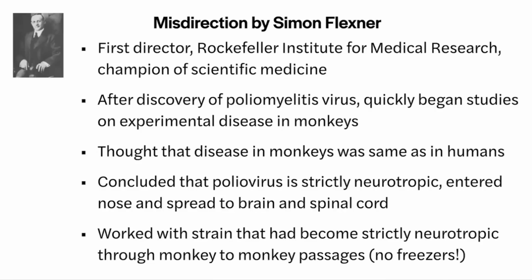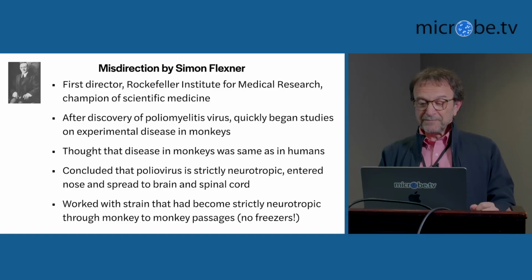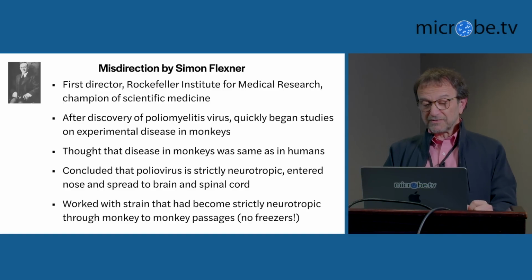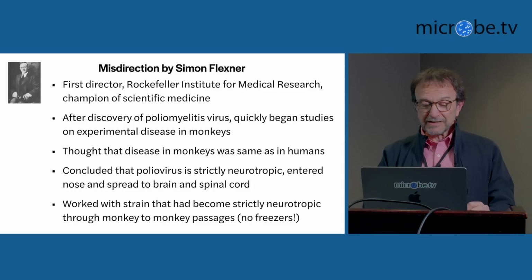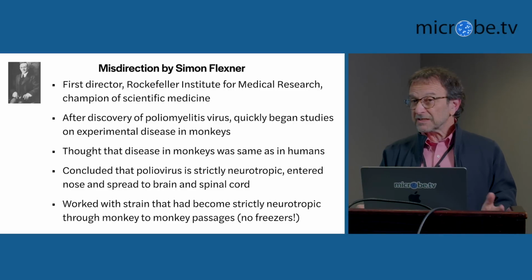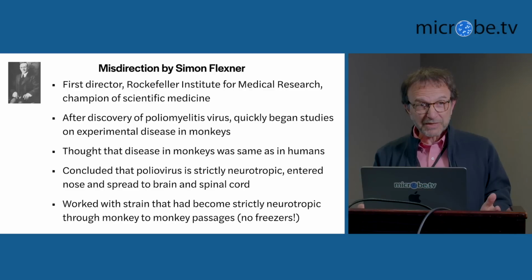I also would like to point out early misdirection by so-called experts. Simon Flexner, the first director of the Rockefeller Institute for Medical Research, started to work on polio. As soon as it was discovered, he jumped in. He thought that the disease in monkeys was the same as in humans. He thought the virus is strictly neurotropic, entered the nose, went directly to the brain and spinal cord. Of course, he worked with a strain that had become neurotropic via endless monkey-to-monkey passages because we didn't have freezers to store our stocks in. We stored them in animals.